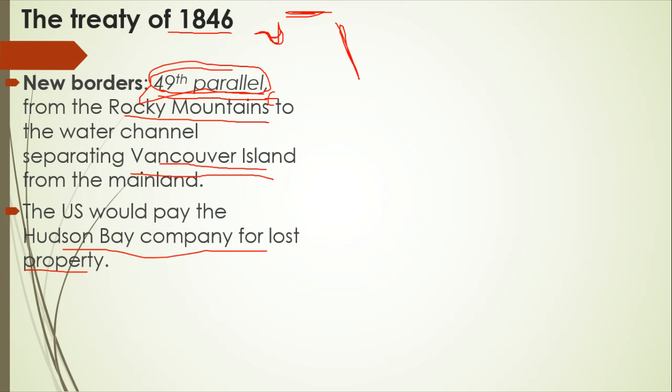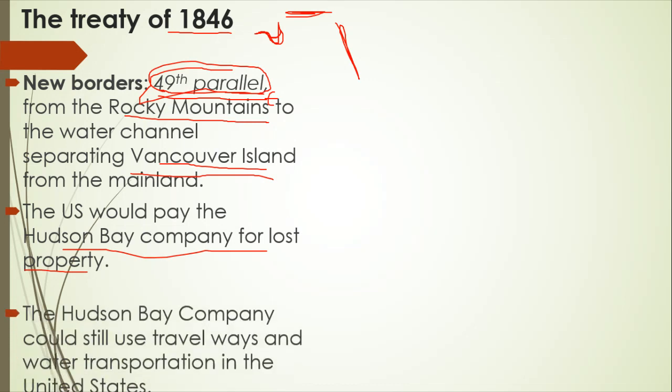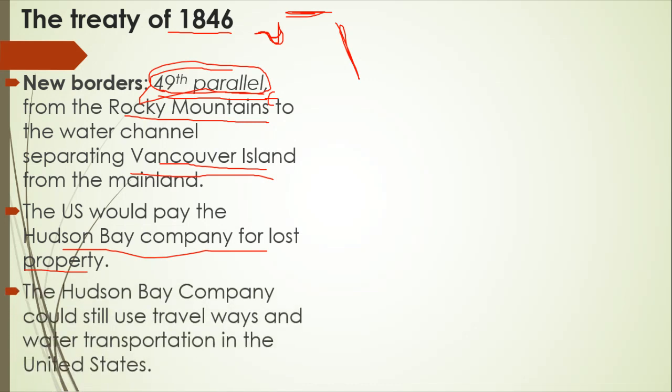We're not being unreasonable. That's not how Polk was treating the Mexicans, by the way, but he was a little more cautious with the English because the English had a very strong empire and could easily destroy the United States. So Polk says, we're going to buy you out. So we bought lots of land that the Hudson Bay Company owned in Washington State, but not all of it. And we also allowed the Hudson Bay Company to still travel. All right? They could still use travelways and water transportation in the United States.